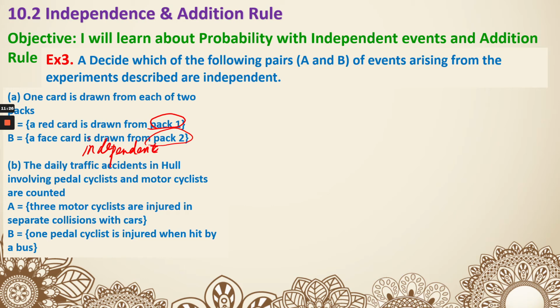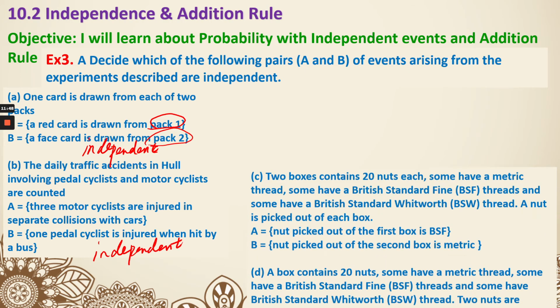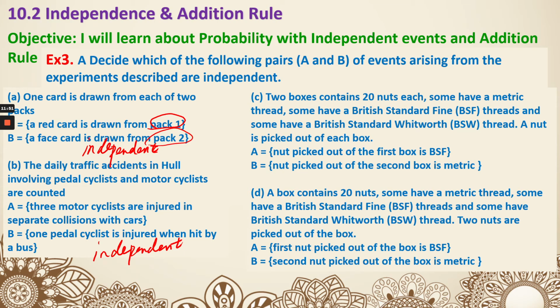B, the daily traffic accidents in Hull involving pedal cyclists and motorcyclists. We consider motorcyclists to not be the same as pedal cyclists. So they're not affecting each other. If 3 motorcyclists are injured, then 1 pedal cyclist is injured, they have no effect on each other. That's independent. Part C, 2 boxes containing 20 nuts each. The nut picked out of the first box is BSF. The nut picked out of the second box is metric. First box, second box, they do not affect each other. So independent.